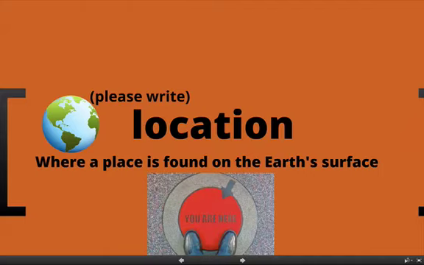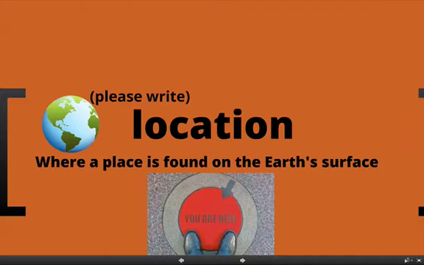Location, theme number 2, is where a place is found on the Earth's surface. So this is kind of one of those duh definitions. Yeah, where is it located? It's located here. So it's where a place is found on the Earth's surface.